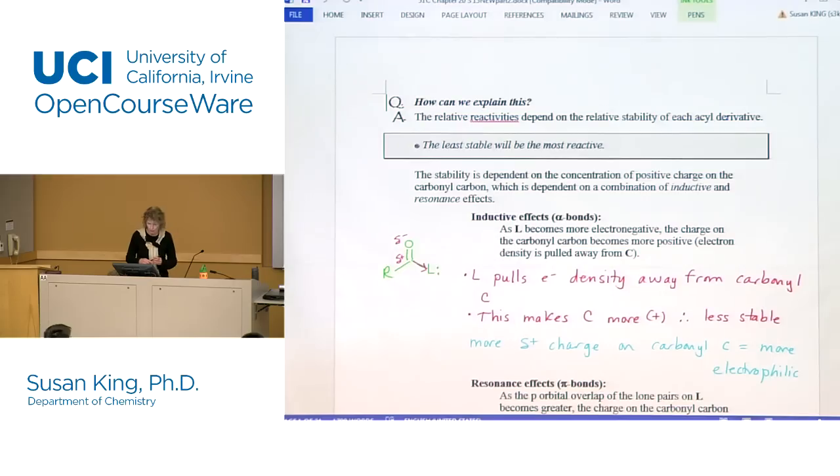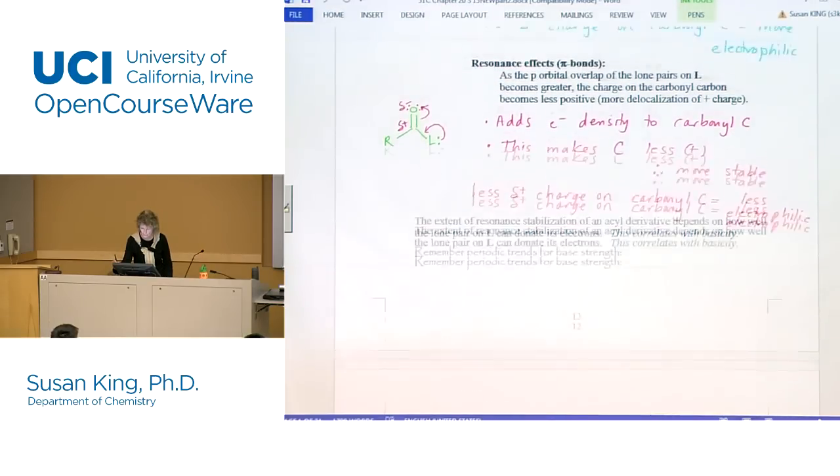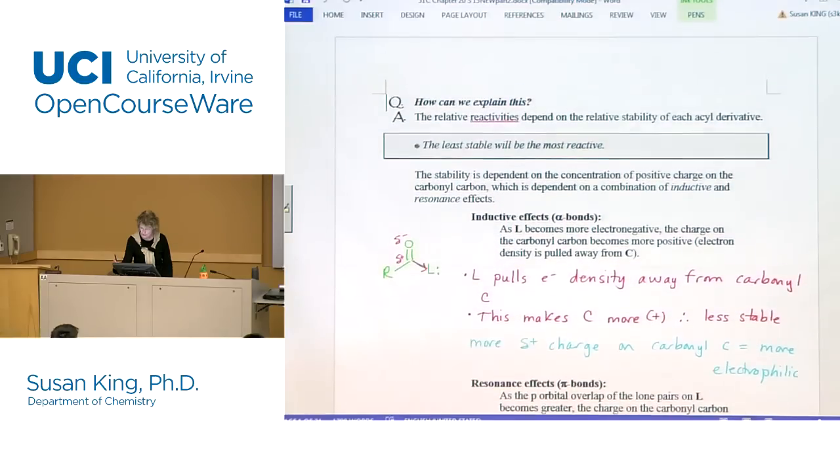So, relative reactivities depend on relative stability of each acyl derivative, so we're talking about a combination of inductive and resonance effects. So we do have two factors here. We have the inductive effect.